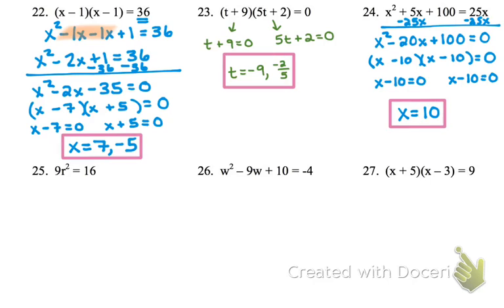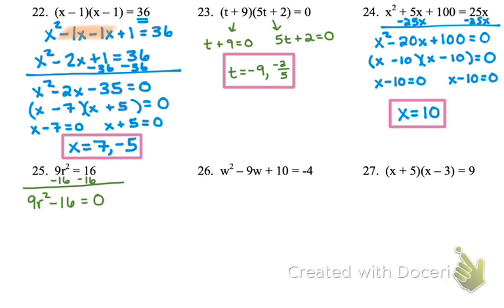Number 25, we need to get 0 on the right side, so we'll start by subtracting 16, leaving us 9r squared minus 16 equals 0. Now usually when there's two terms on one side, we take out the GCF, but we can't. There is no GCF, so that means the only other way of factoring we can do is difference of squares.